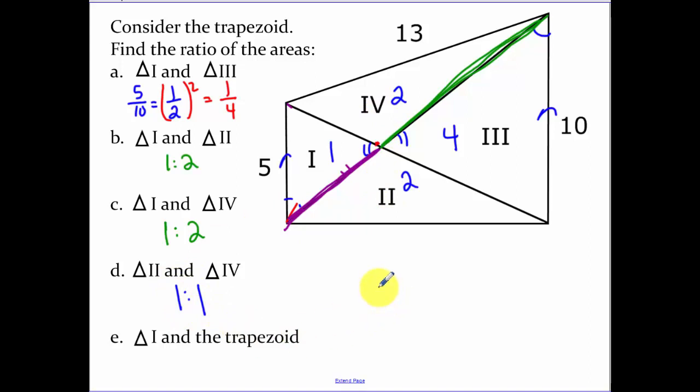Now 1 to the whole trapezoid. If this is 1 unit, so that's 1 unit, is to the whole trapezoid. We'll look at these as like possible potential areas. That's 1. These are both 2, so that's a total of 5 plus the 4, so the whole area of the trapezoid would be 9. So we're looking at a 1 to 9 ratio of our areas.